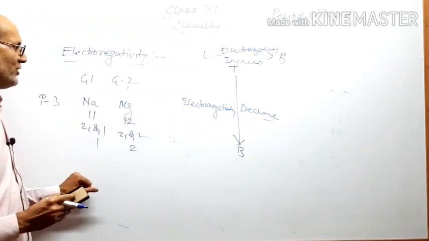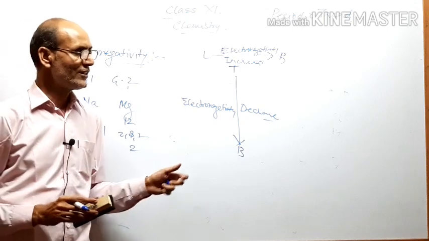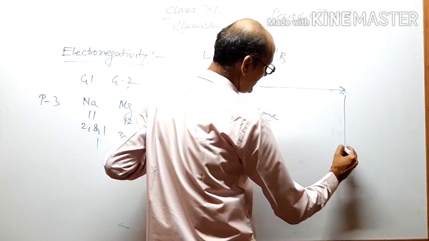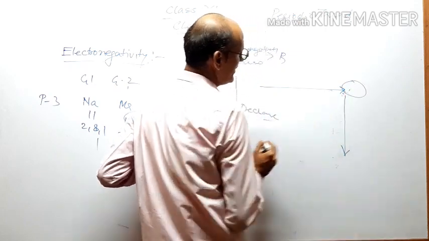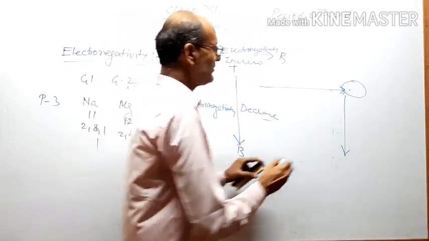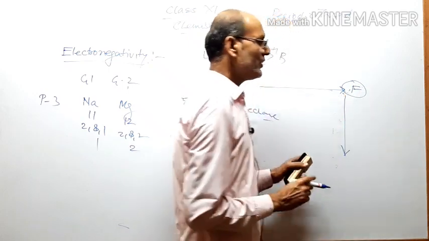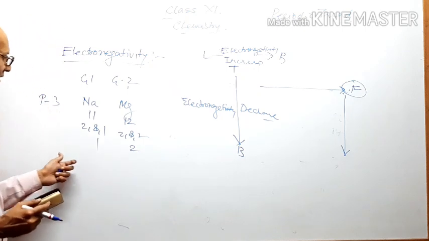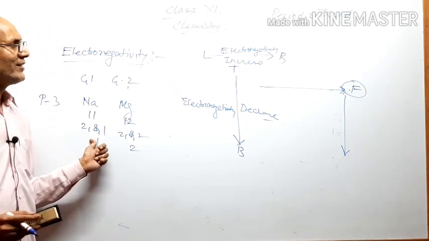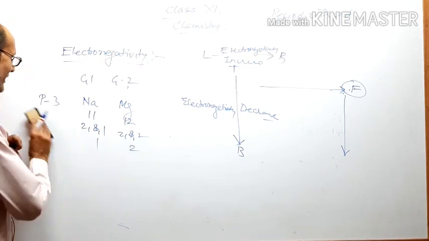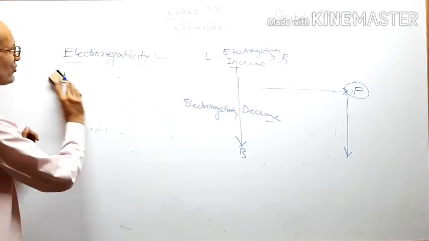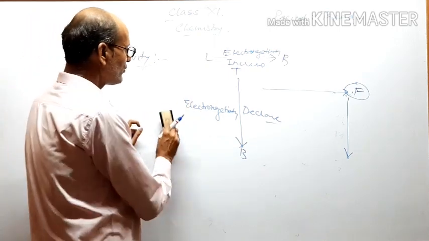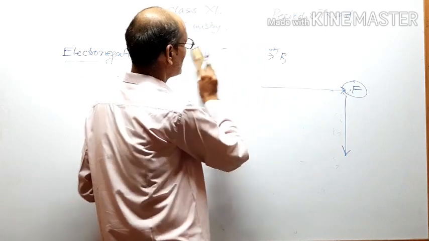And students, which element has maximum electronegativity? As I have told, left to right increases, top to bottom decreases. That means here will be the maximum electronegativity, and here the element is fluorine. Fluorine has the highest electronegativity of all the elements present in the periodic table. Dear students, if you want to arrange the elements according to electronegativity, you have to keep this concept: left to right increases, and top to bottom decreases.